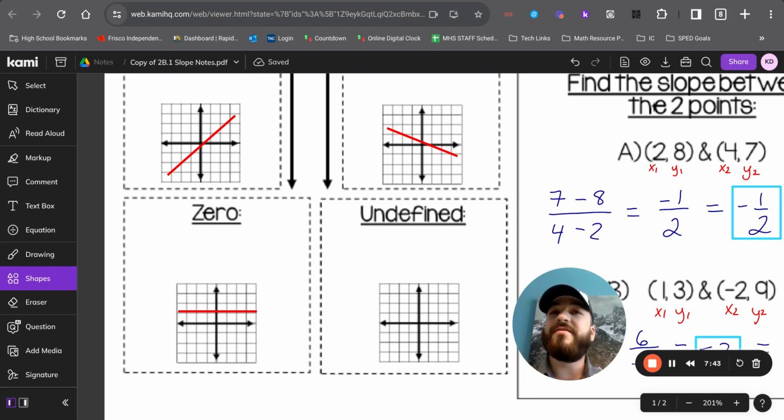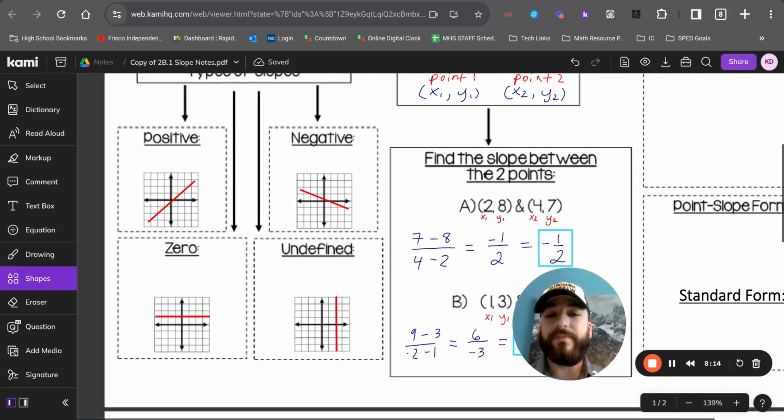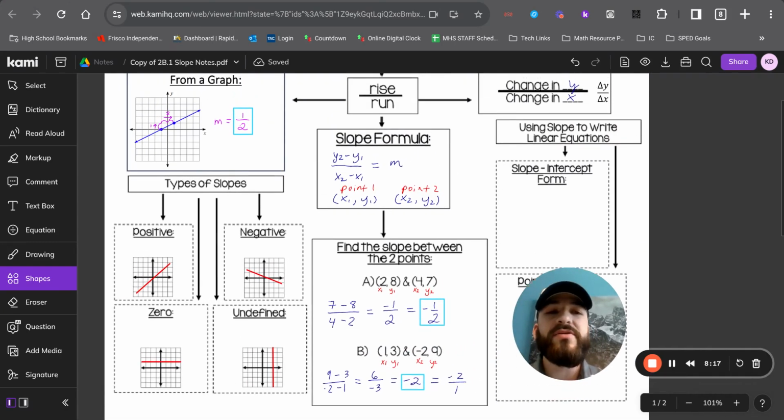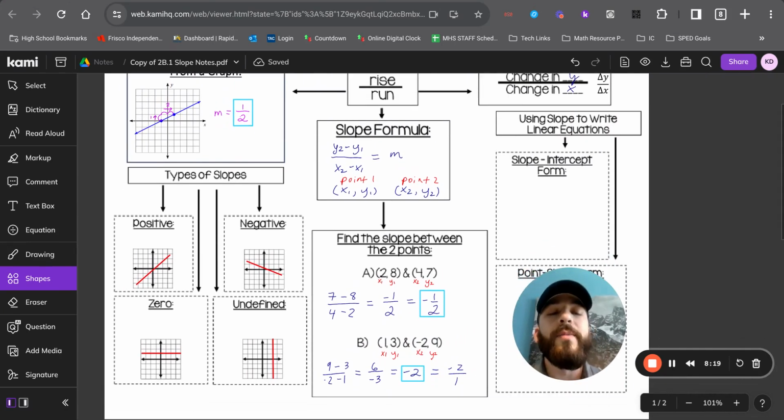Now an undefined slope, as opposed to 0, which is a perfectly flat slope, is something that's so sloped that we can't even define it. It's such a big positive or negative number that we can't even define it. And it ends up coming out, instead of horizontal, perfectly vertical. So a 0 slope is that perfectly horizontal line, and an undefined slope is going to be that perfectly straight up and down line.